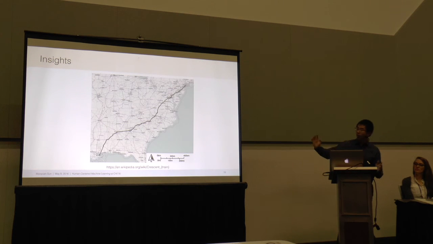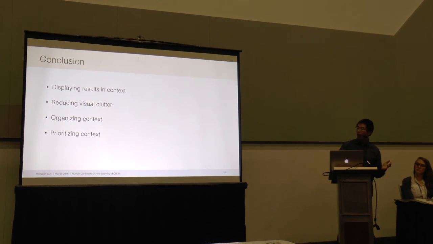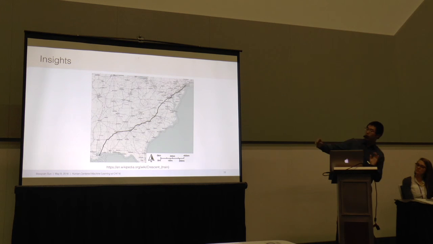So here is what the train actually looks like, and those stations go from the bottom up, I think, to the Boston area, at least to New York. And this is from Wikipedia.